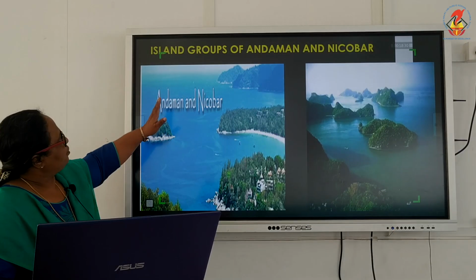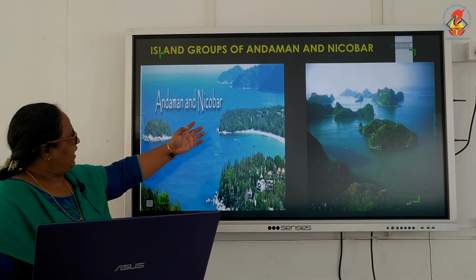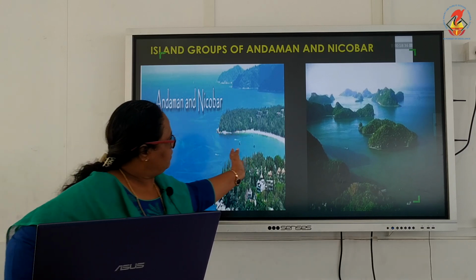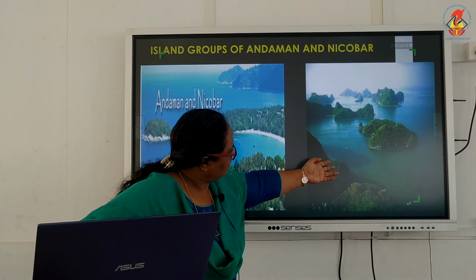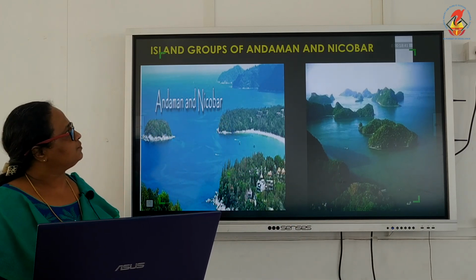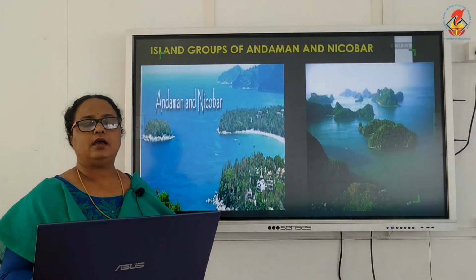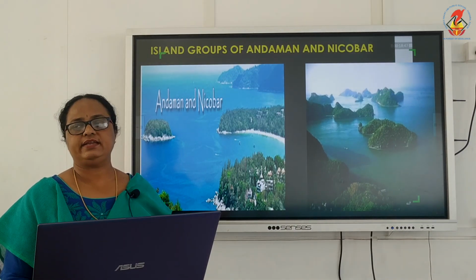I shall show you some of the island groups of Andaman and Nicobar Islands. This is one of the Andaman and Nicobar islands. This is also one of the islands, and you can see here some of the other island groups of Andaman and Nicobar Islands. I hope it is clear.